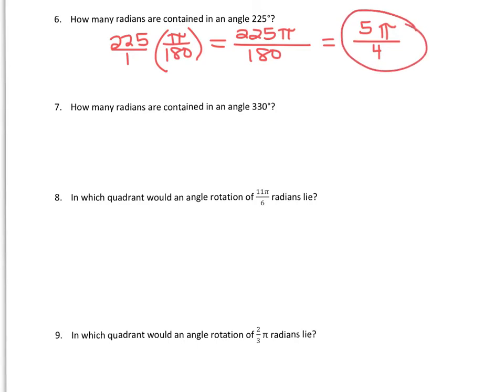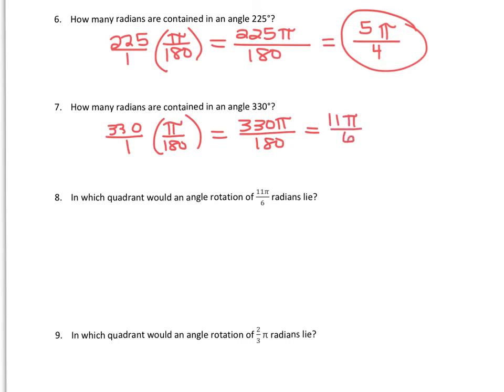Number 7 is the same exact thing. So we're going to take 330 degrees and multiply it by pi over 180. And when you multiply across, you get 330 pi over 180. And then in your calculator, you're just going to plug in 330 divided by 180 and hit math, enter, enter. Or if you look at those two numbers, they're both divisible by 30. 330 divided by 30 is 11. I'm going to bring over the pi. And 180 divided by 30 is 6. So we get 11 pi over 6.